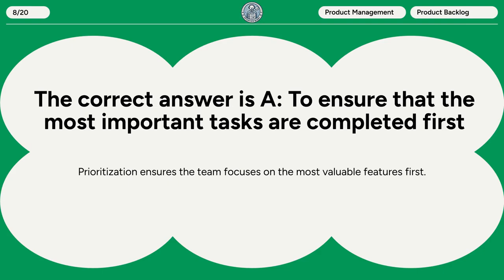The correct answer is A. To ensure that the most important tasks are completed first. Prioritization ensures the team focuses on the most valuable features first.